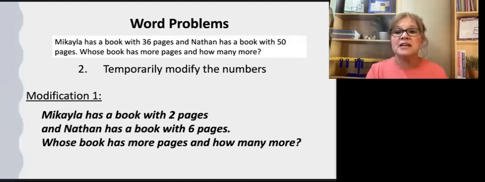So here's a modification I might do. Michaela has a book with 2 pages and Nathan has a book with 6 pages. Whose book has more pages and how many more? Now, many times I have found even my struggling learners will do something like this and they're able to solve that problem very quickly. But before I move on with the problem with higher numbers, thinking, oh, they've got it, I'm going to go ahead and give them new ones.